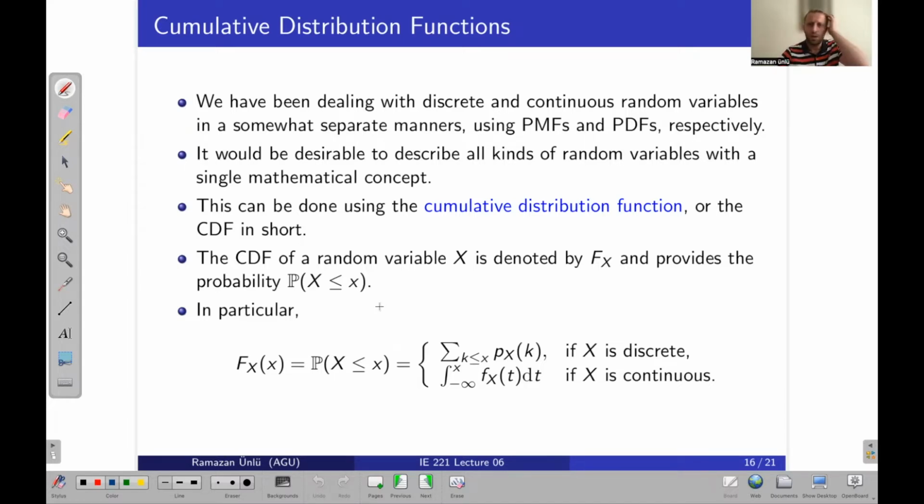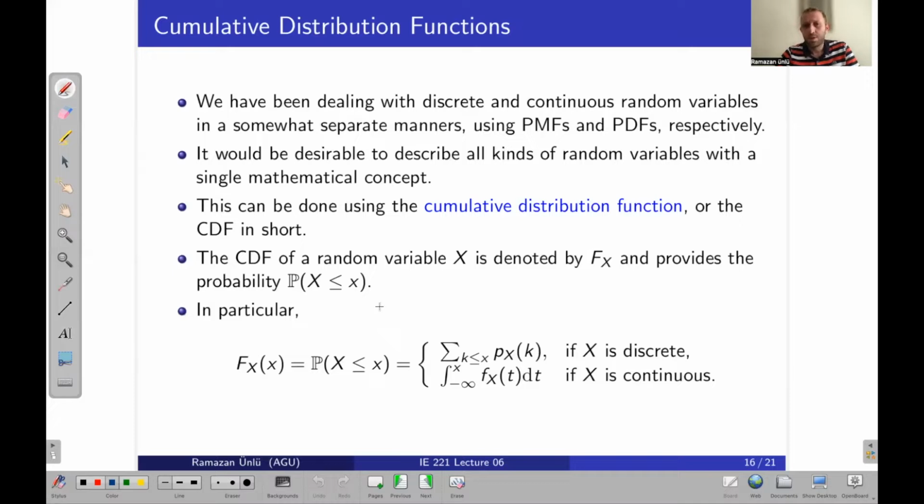So far, we have been dealing with discrete and continuous random variables in somewhat separate manners. What I mean is, we have used the PMF for the discrete random variable and the PDF for the continuous random variable, so probability mass function and probability density function respectively. It would be desirable to describe all kinds of variables with a single mathematical concept, and this can be done through the cumulative distribution function, or the CDF in short.